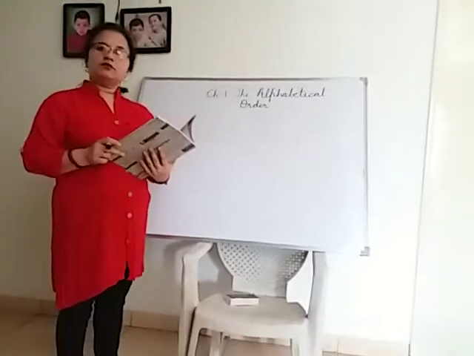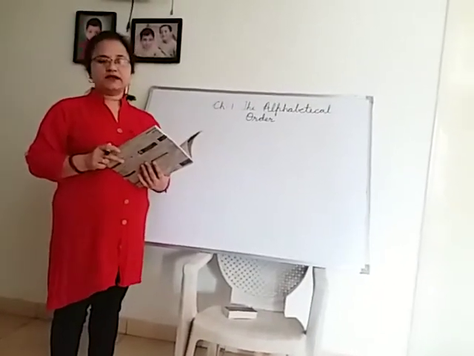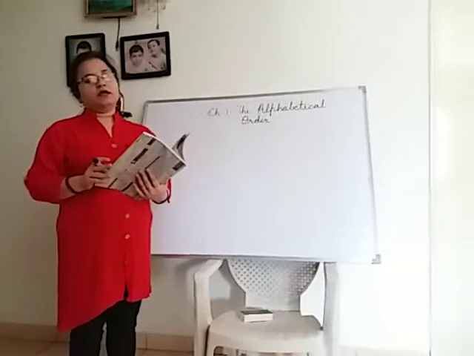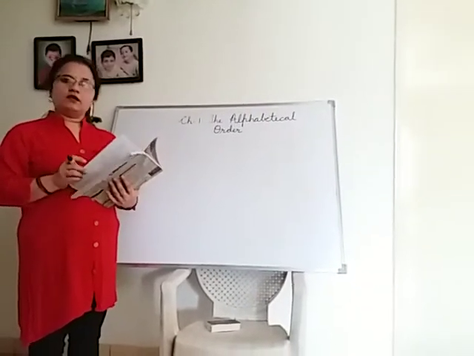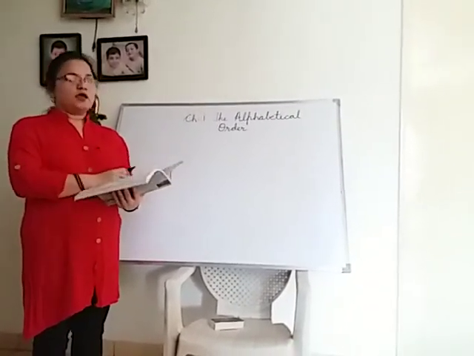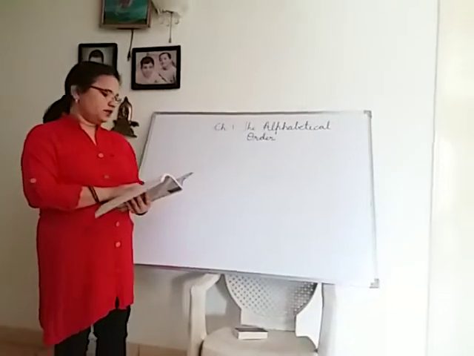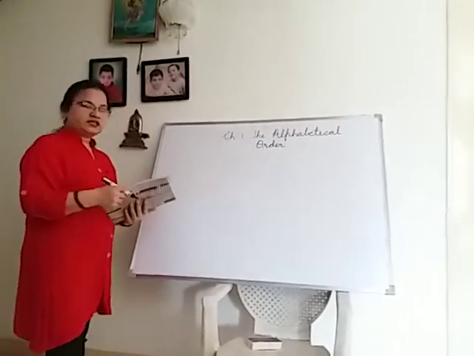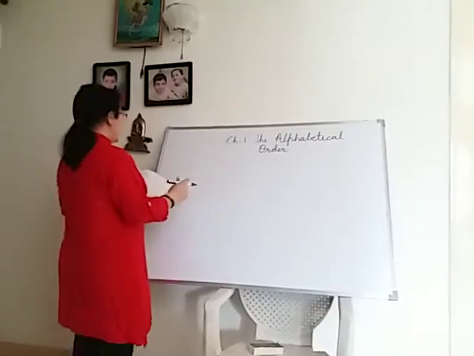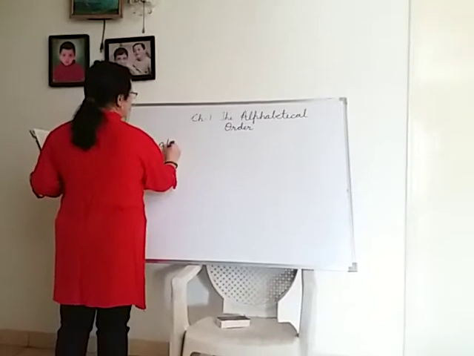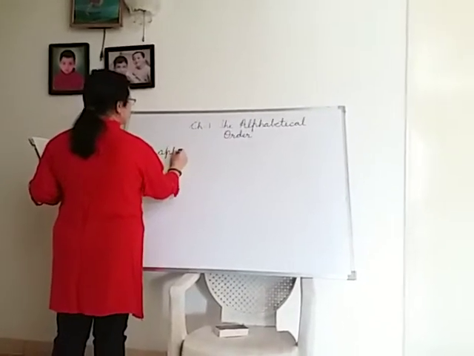Alphabetical order, as you know, I taught you there are 26 alphabets in English and the order in which they appear is called alphabetical order. Like A, B, C, D, there is a fixed order for these alphabets. Now students, let's see one example. I am writing a few words. You have to arrange them in alphabetical order.